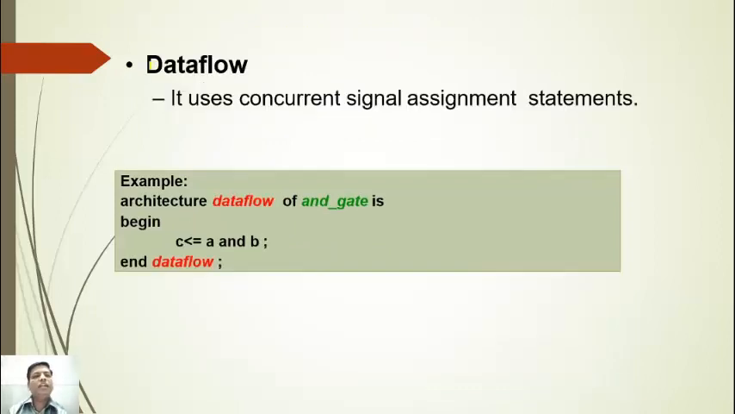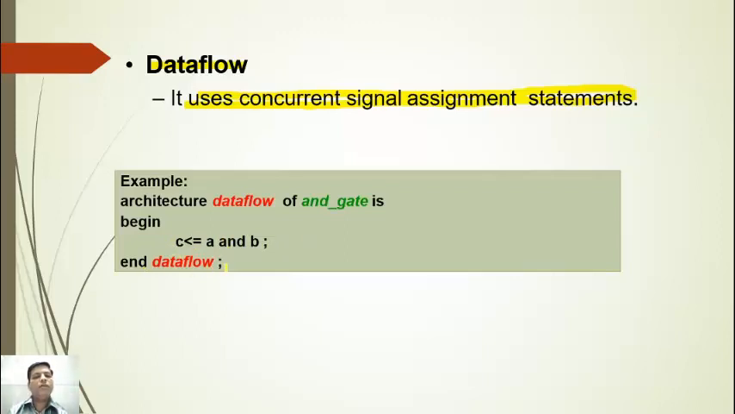Then the second type of modeling, that is data flow modeling. It uses the concurrent signal assignment statement. Example: architecture data flow of and_gate is. Begin, C <= A and B. Here we are directly defining the function C <= A and B. That is the concurrent signal assignment.